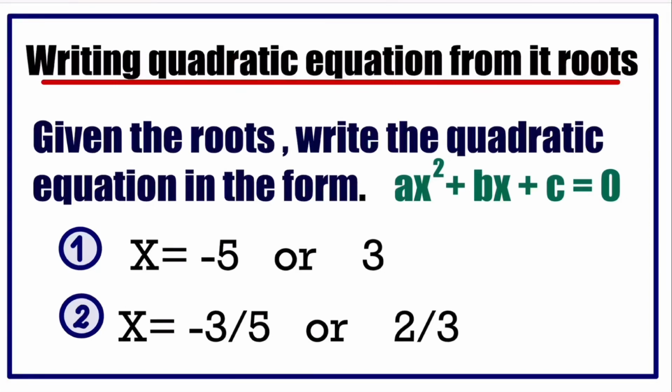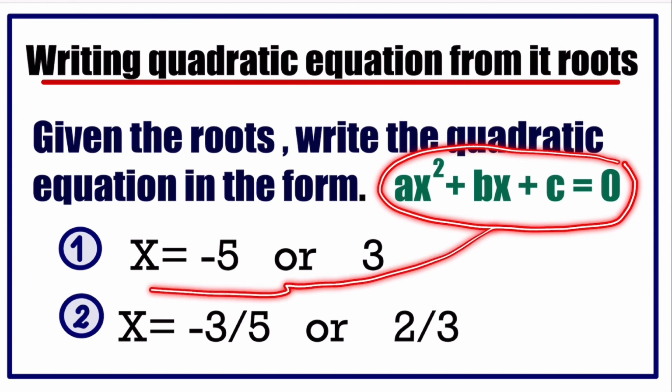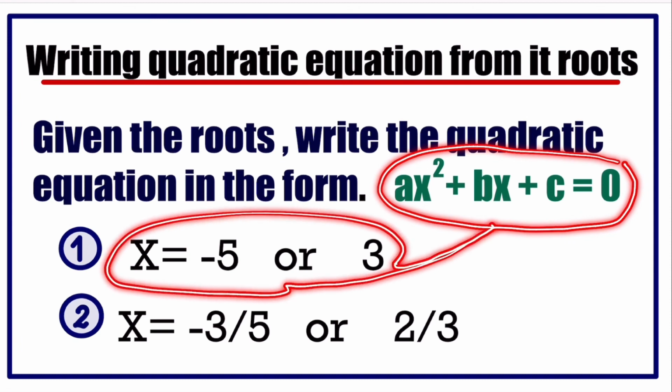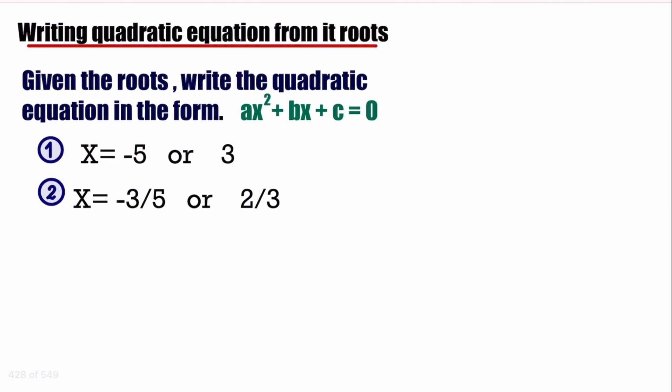So in this tutorial, we are going to write a quadratic equation in the form ax squared plus bx plus c equals 0 given the roots. So they gave us the roots and we are going to write the quadratic equation in this form. So let's get started. The first thing to do is to write the equation that gave you the solution.